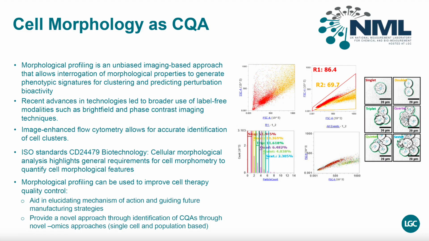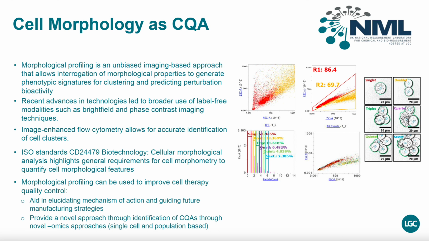So in particular, this field is now formally recognized through ISO standards. There's a standard under biotechnology that specifically looks at cellular morphological analysis and highlights these requirements for cell morphometry to quantify cell morphological features. So this standardization is actually a key step in making morphological profiling a regulated and recognized quality attribute of cells.